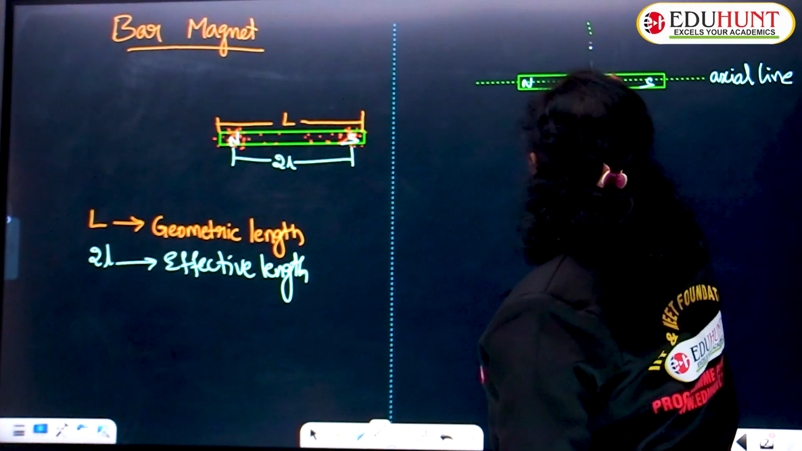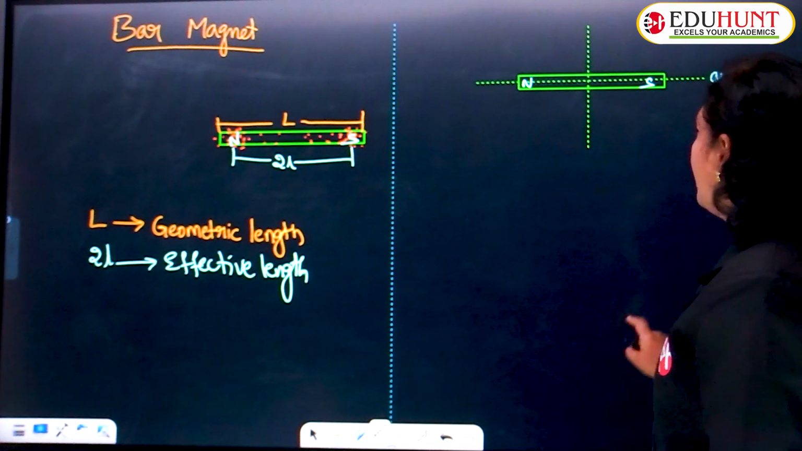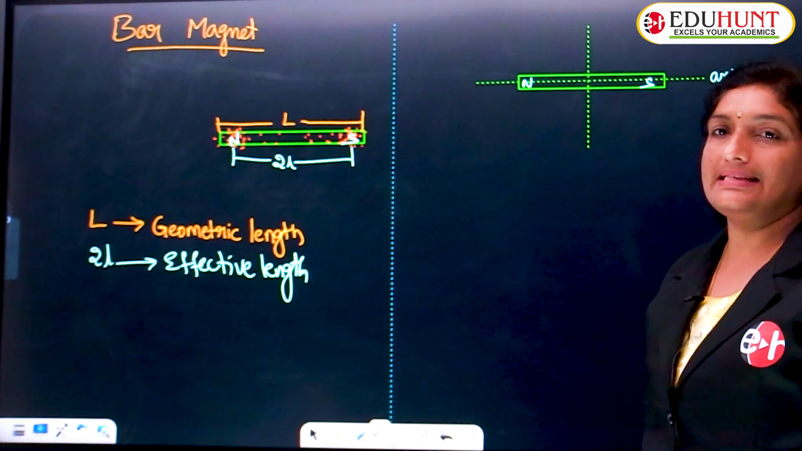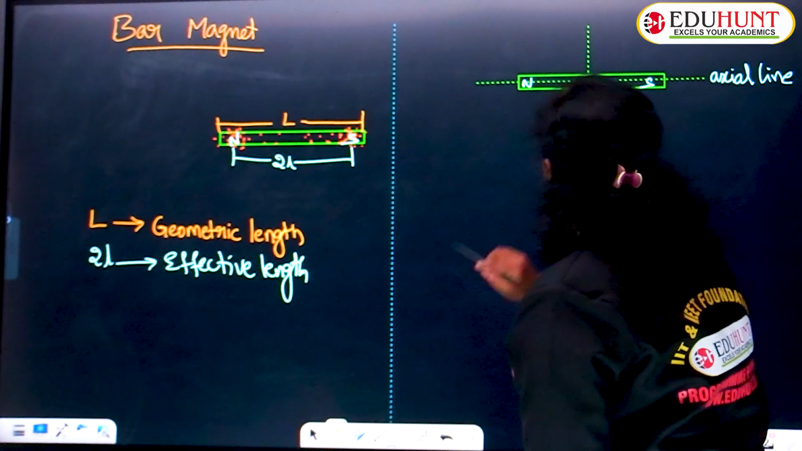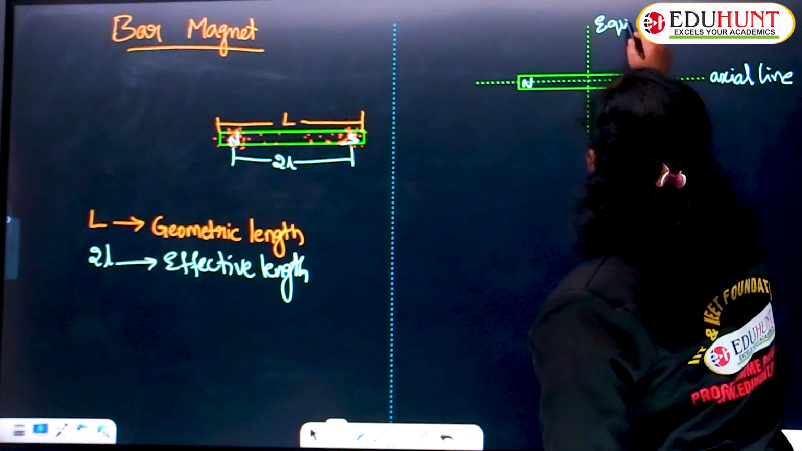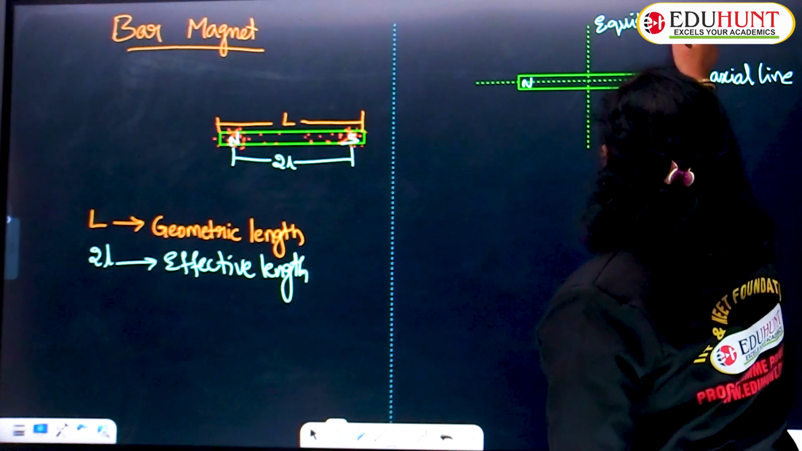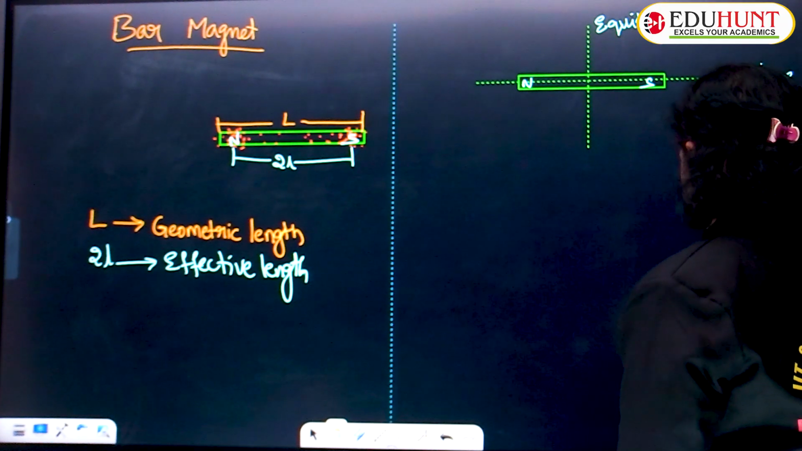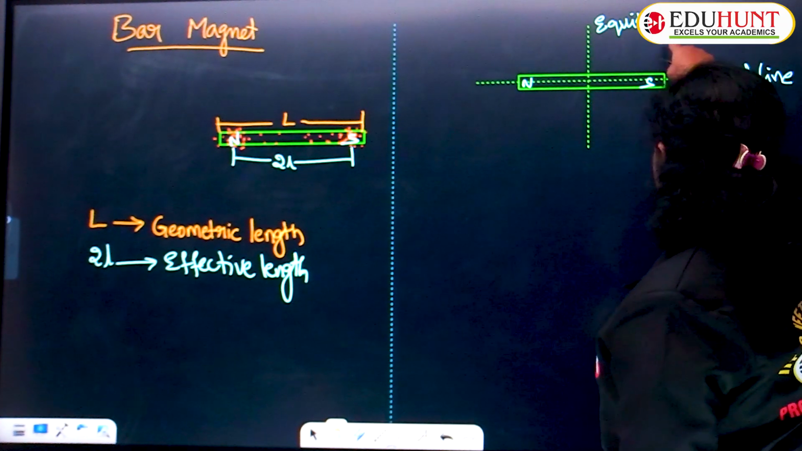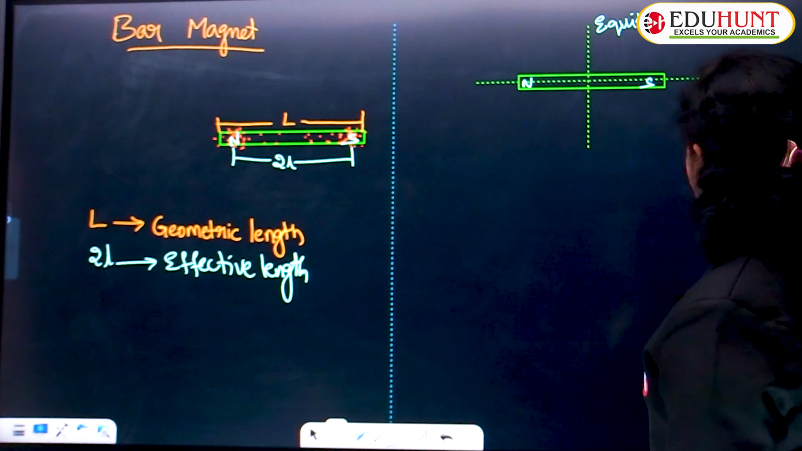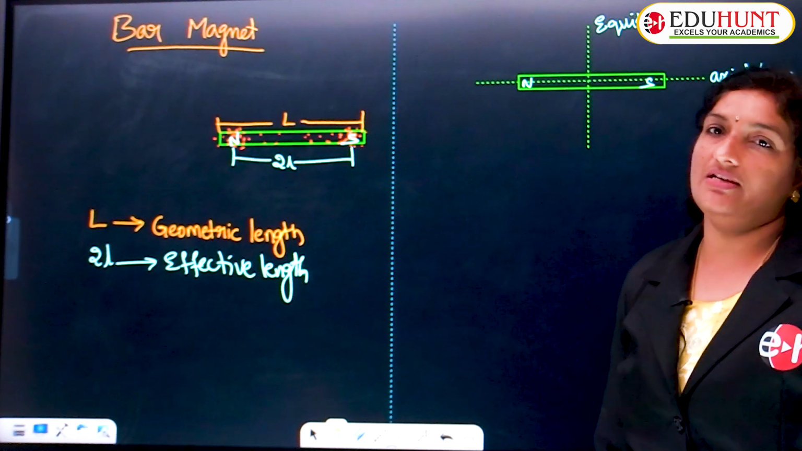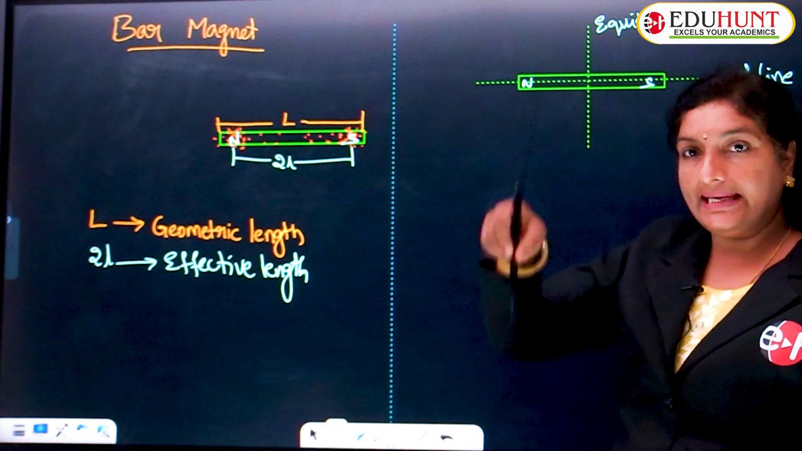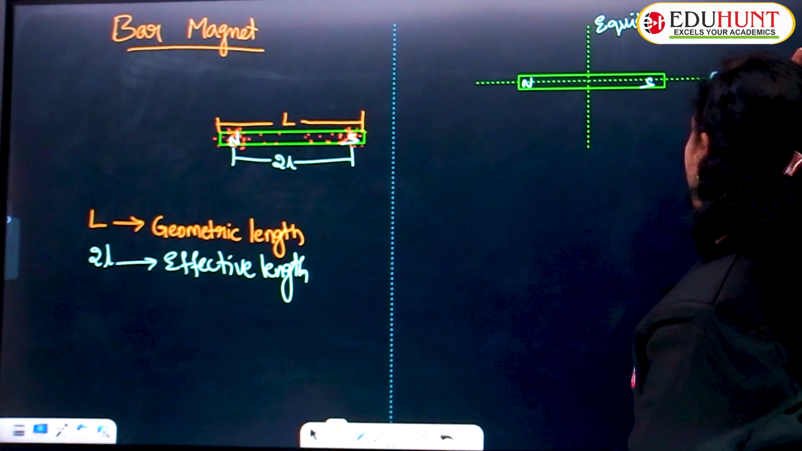Whereas the other line which passes through the midpoint of the bar magnet and perpendicular to the axis of the bar magnet is called the equatorial line. This is called the equatorial line and this is called the axial line. One more name: instead of equatorial line, few people say magnetic equator. So, this is only about the line I am telling. Only line is equatorial line or axial line.